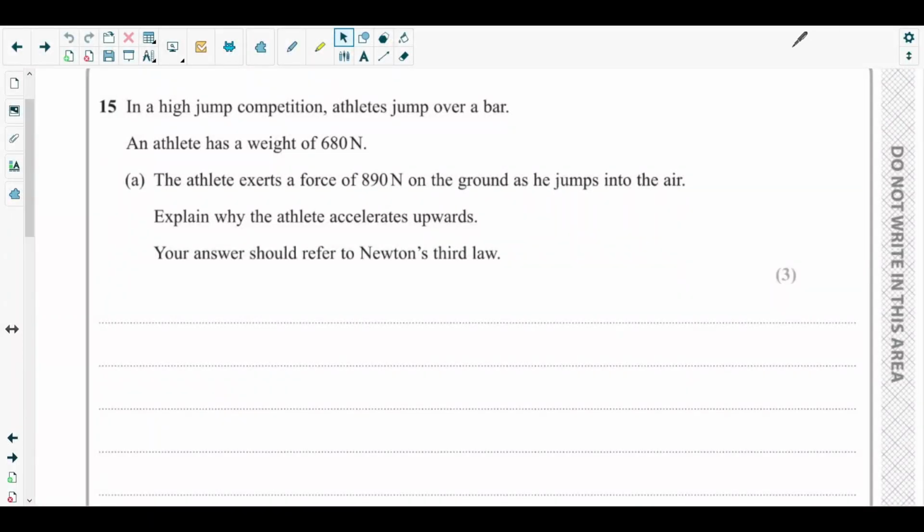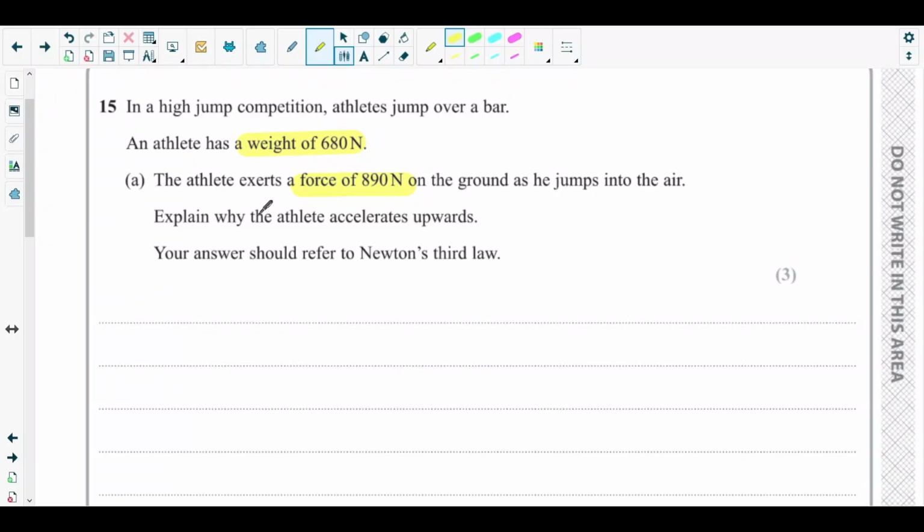Okay, next is question number 15. In a high jump competition, athletes jump over a bar. An athlete has a weight of 680 Newton. Part A asks: the athlete exerts a force of 890 Newton on the ground as he jumps into the air. So as the athlete is jumping, he is exerting a force of 890 Newton in the downward direction on the ground.